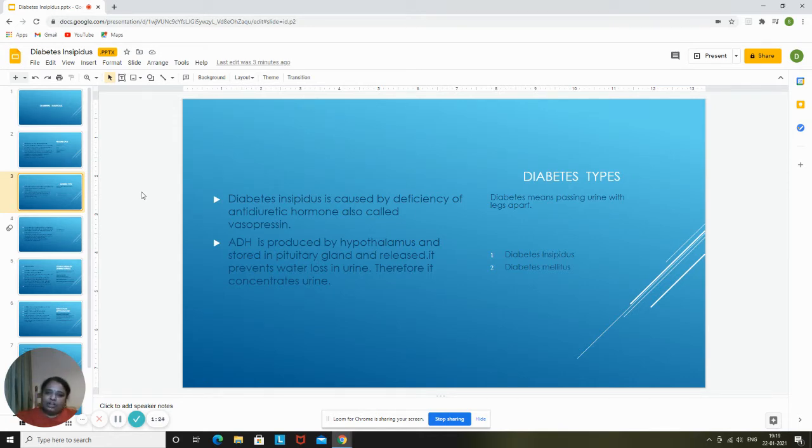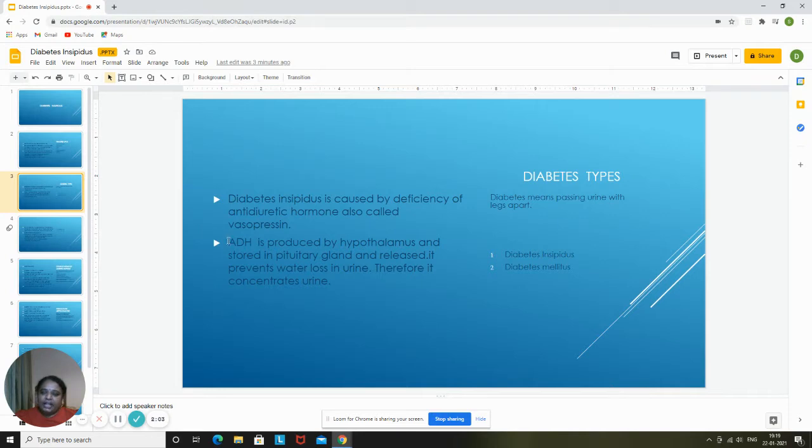So as we know, diabetes insipidus is caused by deficiency of antidiuretic hormone, also called vasopressin. Antidiuretic hormone is the other name for vasopressin. It is produced by the hypothalamus, stored in the pituitary gland, and released when needed. This antidiuretic hormone prevents water loss through urine. Therefore, it concentrates urine. Antidiuretic: anti, diuresis. So it produces less urine. It prevents the loss of water or fluid from the body through the urine.